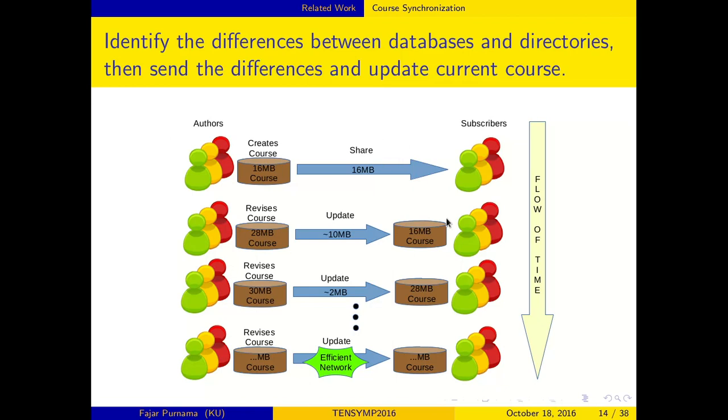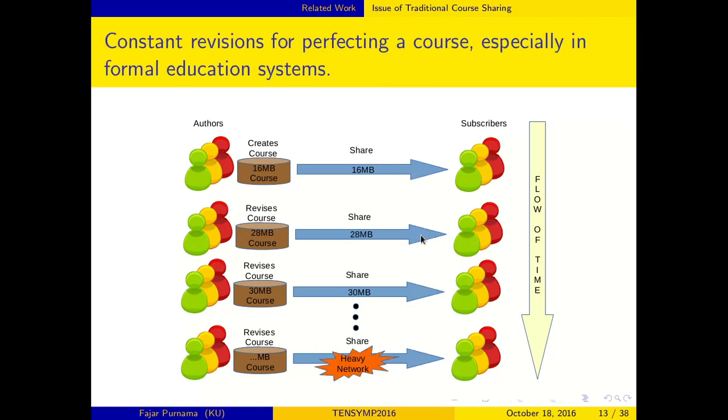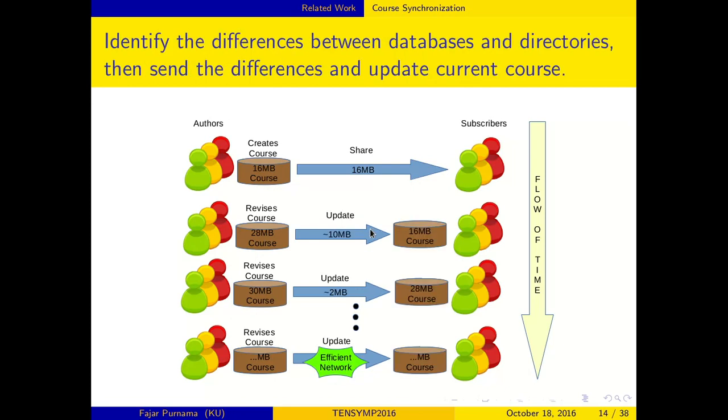So we already have the previous version of the course. Why not just update that course? Or in other words, if we already have the previous course data, why not just download the revised part only? No need to download the whole course over and over again. So on this figure, we first download the 16 megabyte of course, and then the author revised the course from 16 to 28 megabyte. We already have 16 megabyte, and instead of downloading the whole 28 megabyte, why not we just download the revised part only and update our course?